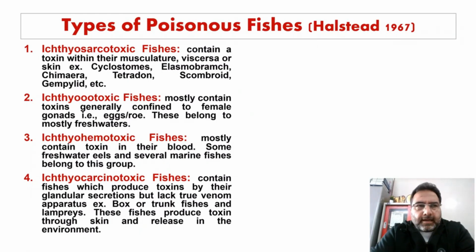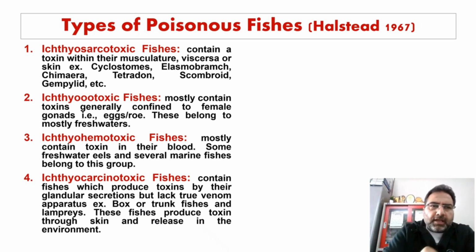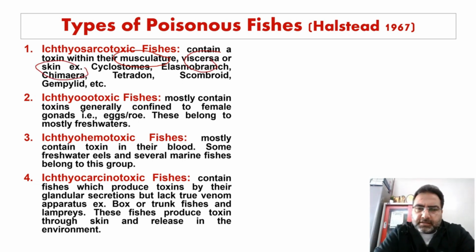Now let us learn about some poisonous fishes. Poisonous fishes have been classified into different types by Halstead in 1967. For example, we have the ichthyosarcotoxic fishes. When the toxin is present in the musculature, viscera, or skin of certain fishes, those fishes are known to be ichthyosarcotoxic.